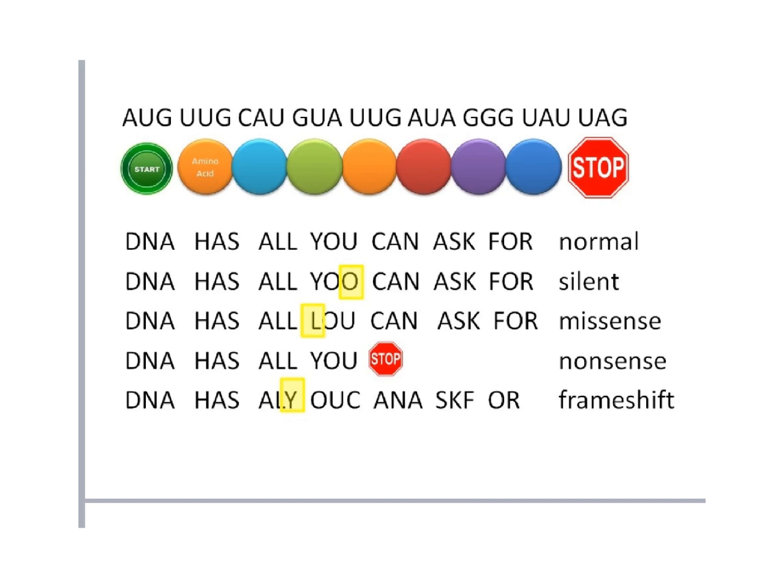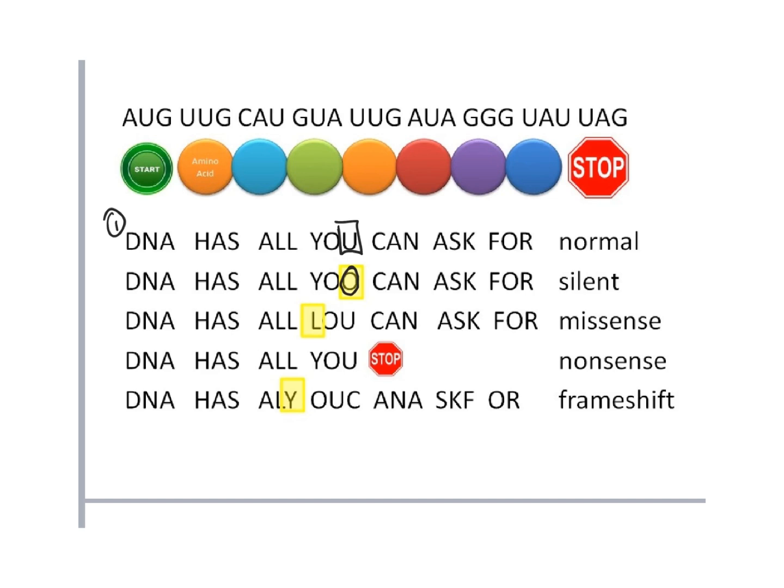All right, so a frame shift mutation I'll get to at the very end. Let's look at this normal sentence up here on top. And as you read it, it says, DNA has all you can ask for. Well, that should be the normal DNA sequence. If we replace the U in the word U with an O, the sentence still sounds very similar. It can still be read as DNA has all you can ask for.